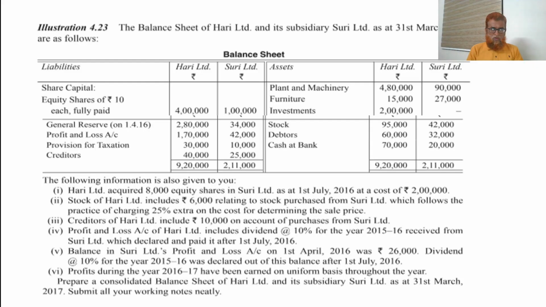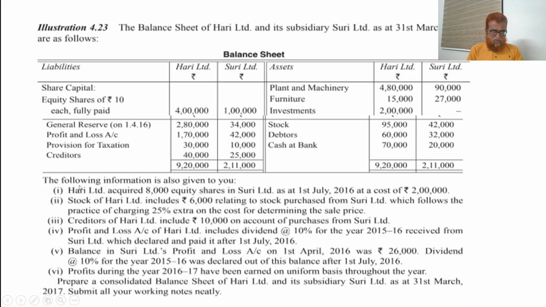Let us first of all read and analyze the problem. The balance sheets of Hari Limited and its subsidiary Suri Limited as on 31st March 2017 are as follows. The balance sheet is given here. Share capital, equity shares, general reserve. See 1/4/2016. This date is very important. Profit and loss account, provision for taxation and creditors. And on the asset side, we have plant and machinery, furniture, investment, stock, debtors, and cash at bank.